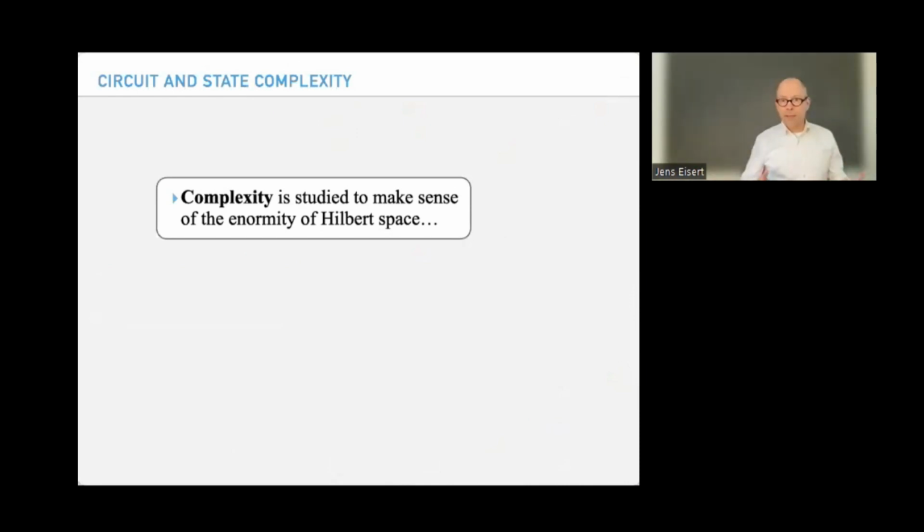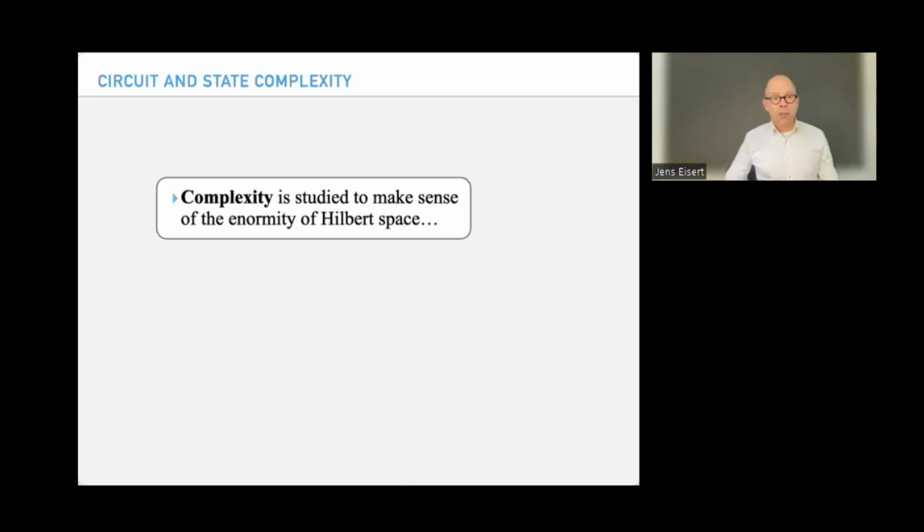On the highest level, complexity can be seen as a tool, as a hammer, as a means to make sense of the enormity of Hilbert space in quantum mechanics. So yes, Hilbert space is big, it's huge, and notions of complexity can be a guide there. One often reads statements about quantum computers operating in exponentially large Hilbert spaces, and this being the origin of the computational speedup over classical computers. And this is not entirely wrong in a way, and all known quantum algorithms make use of that in one way or the other. But at the same time, it's also not quite right.